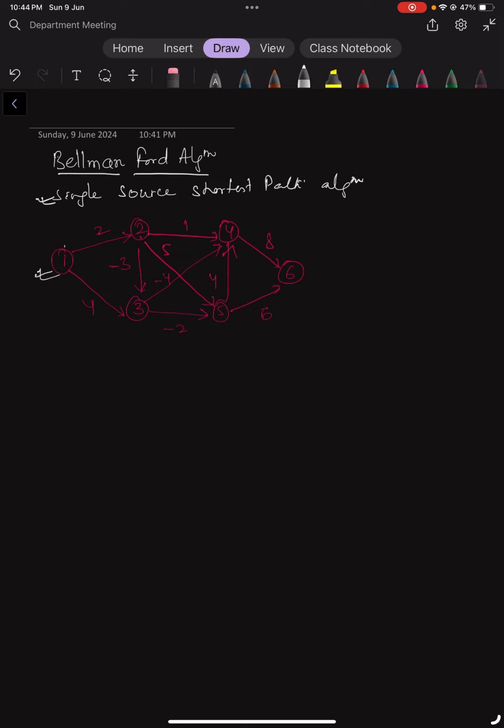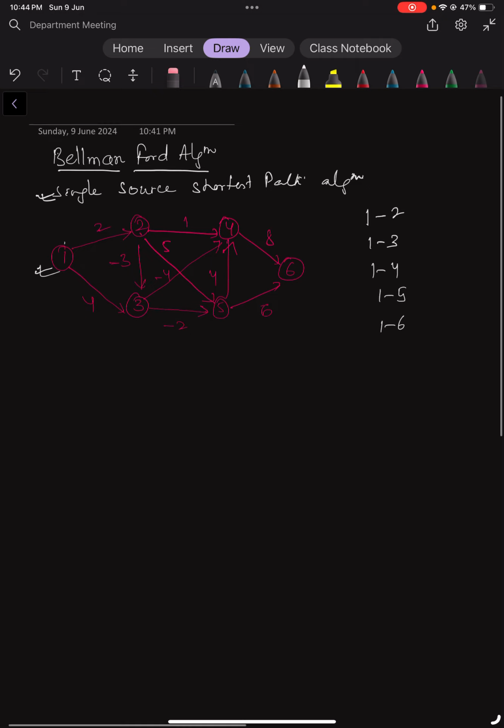Okay, so now what we are going to do is find the distance from 1 to 2, 1 to 3, 1 to 4, 1 to 5, 1 to 6. What is the shortest distance from 1 to all other vertices in the graph? So for that let us list out all the vertices, and let us try to find out the distance between 1 and all the other vertices.